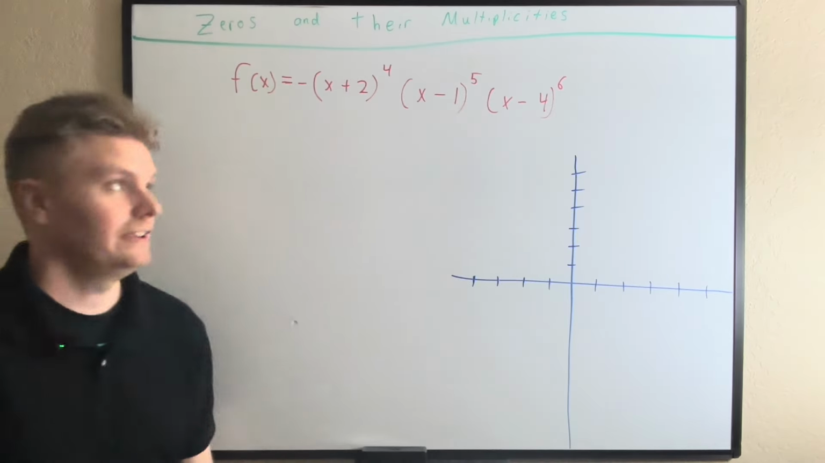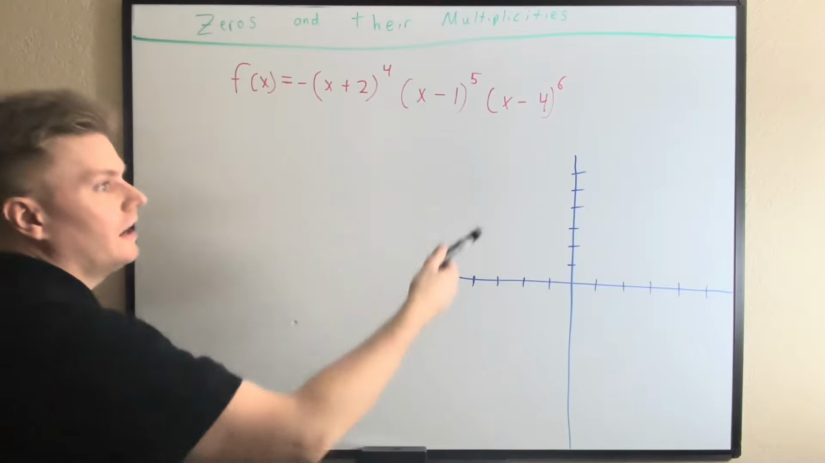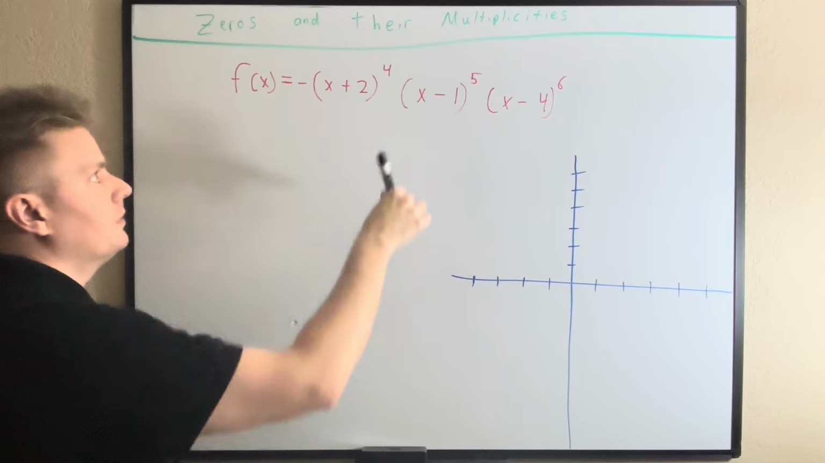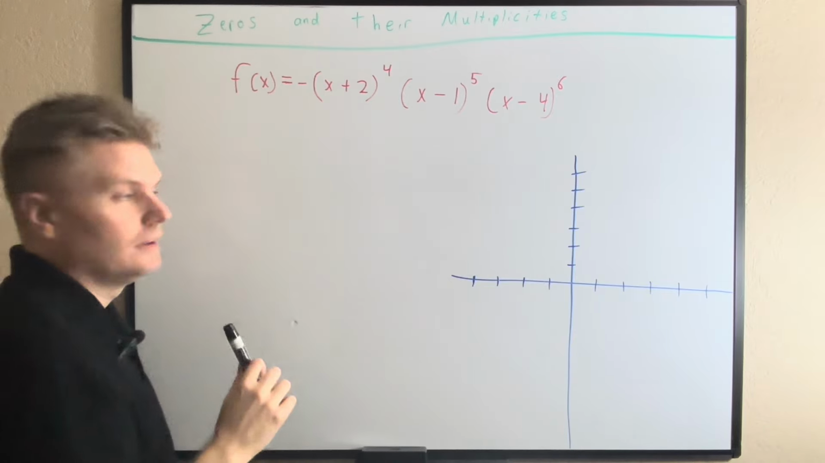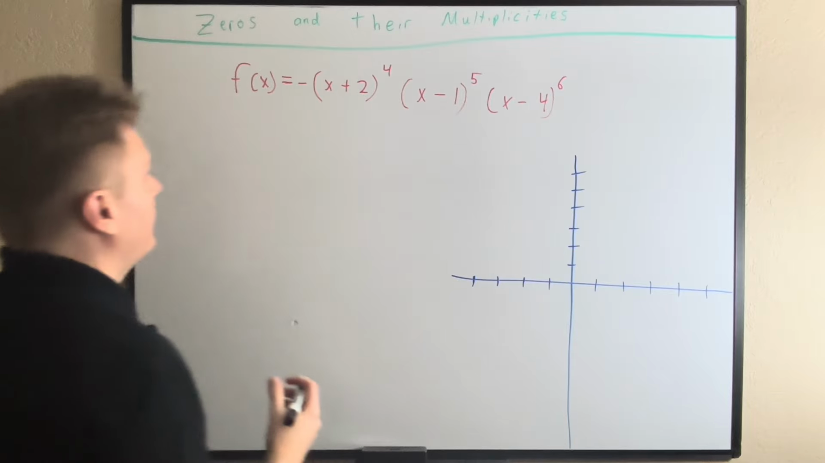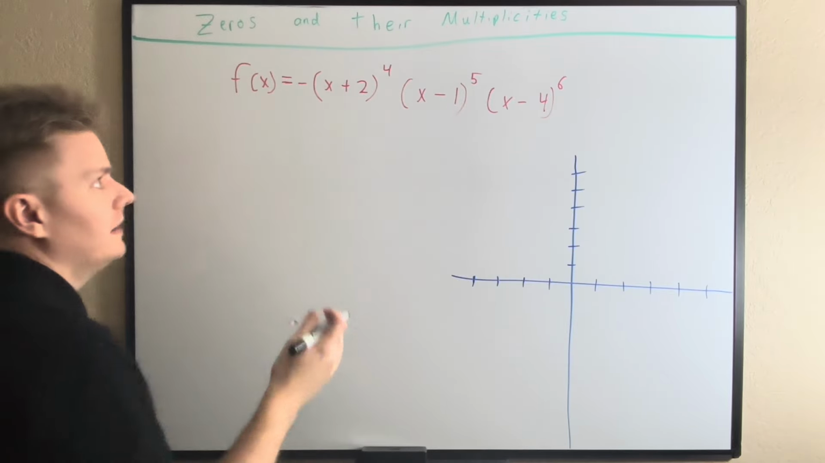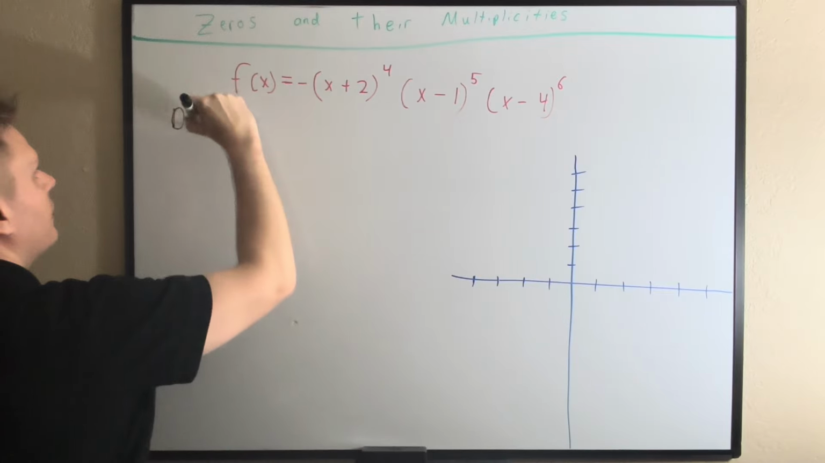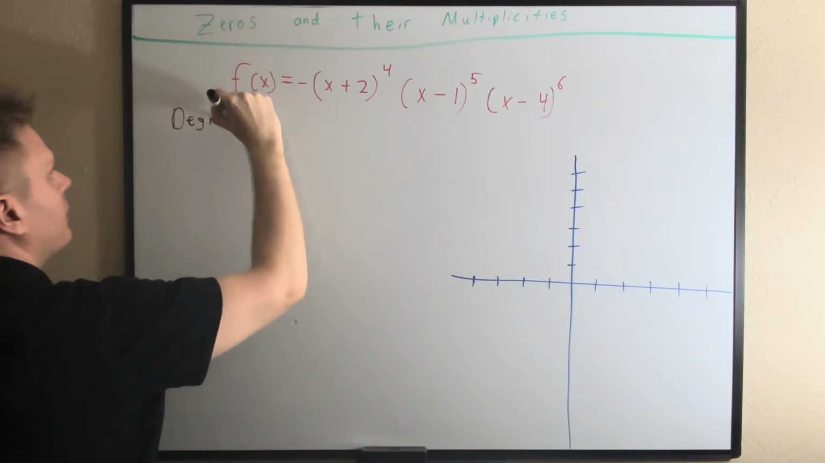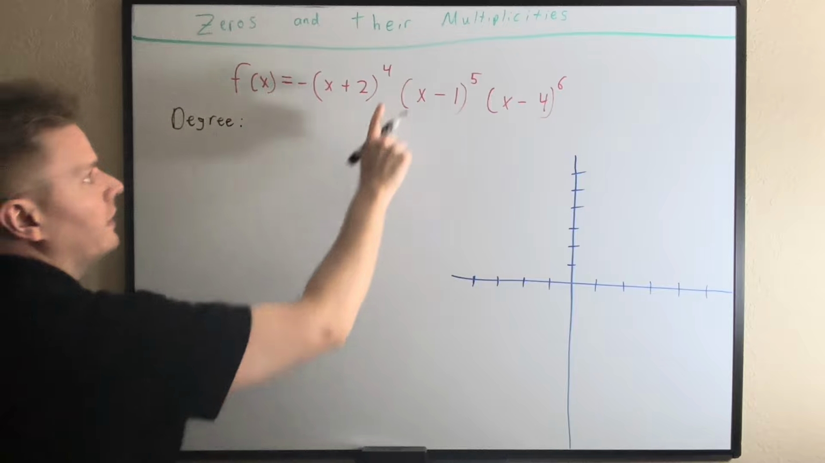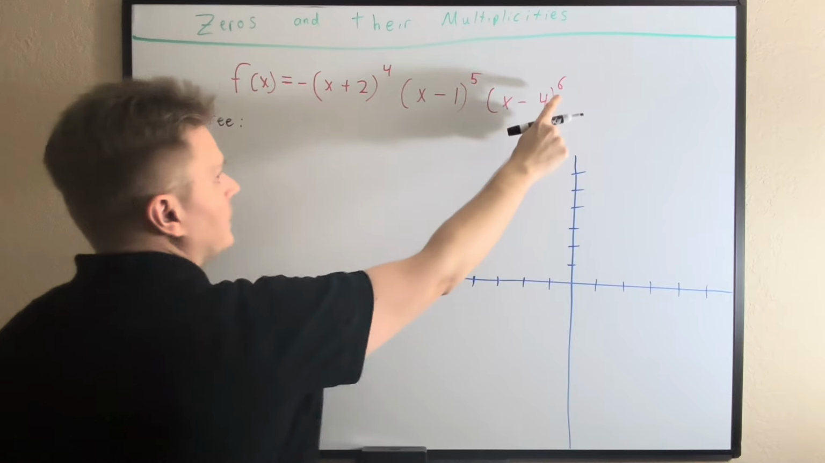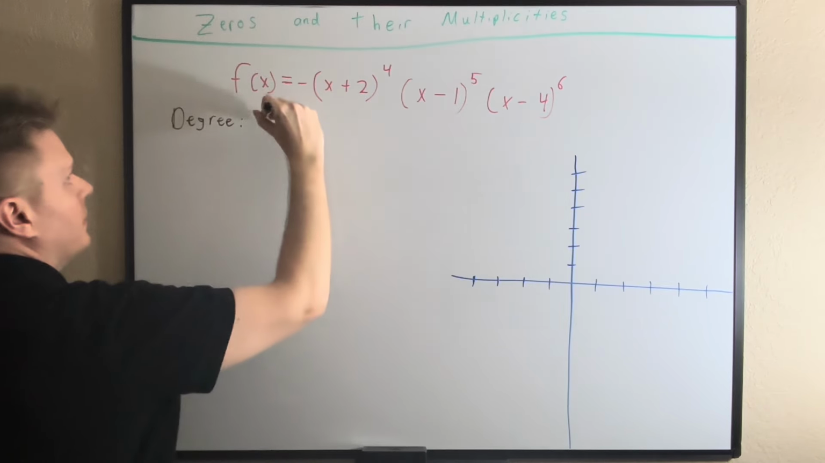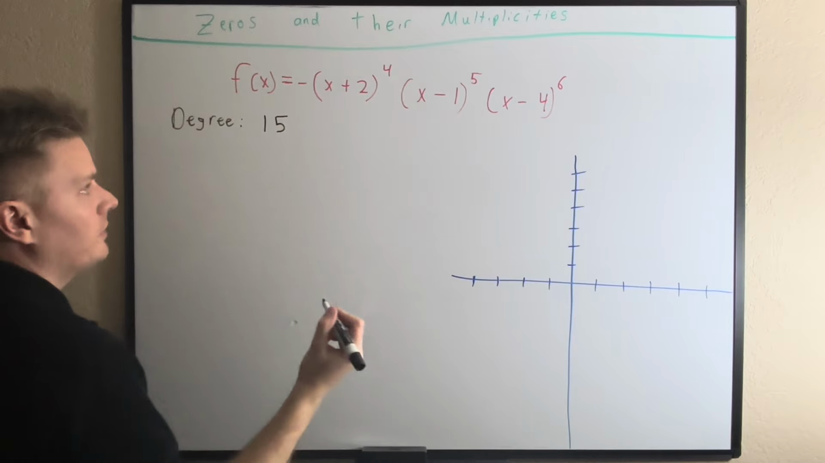All right, here's another example. What happens if we go beyond cubed? What if it's to the 4th power? Well, let's figure it out. First of all, let's figure out what our degree is. Degree is what? 4 plus 5 is 9 plus 6 is 15. Why do we need to know that?